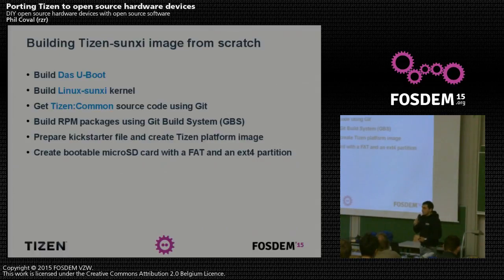As I already said, there are images that you can download, flash to a micro SD card, and directly use. But if you want to build an image from scratch, these are the general steps that you have to perform. So the first thing is to get a bootloader. Luckily, the U-Boot loader is compatible with these devices, and at the moment, the mainline U-Boot loader can be used. After that, you have to clone the Linux Sunxi kernel. This is a fork of the standard Linux kernel, which is available for Sunxi devices.